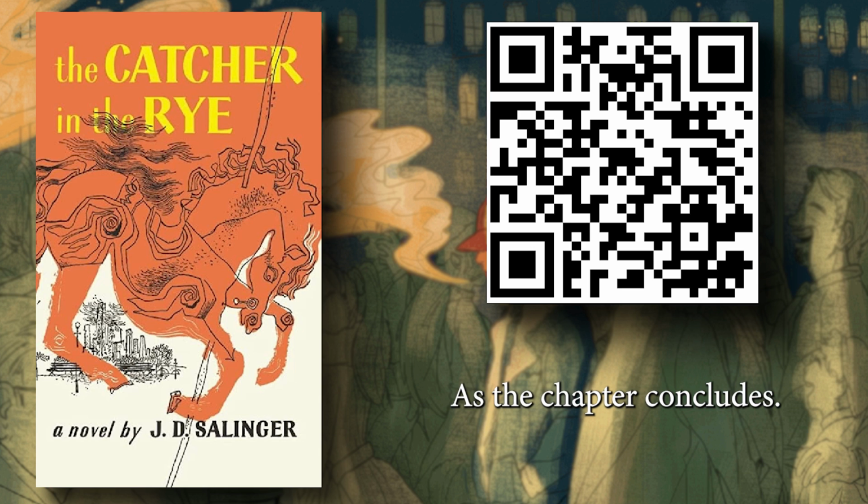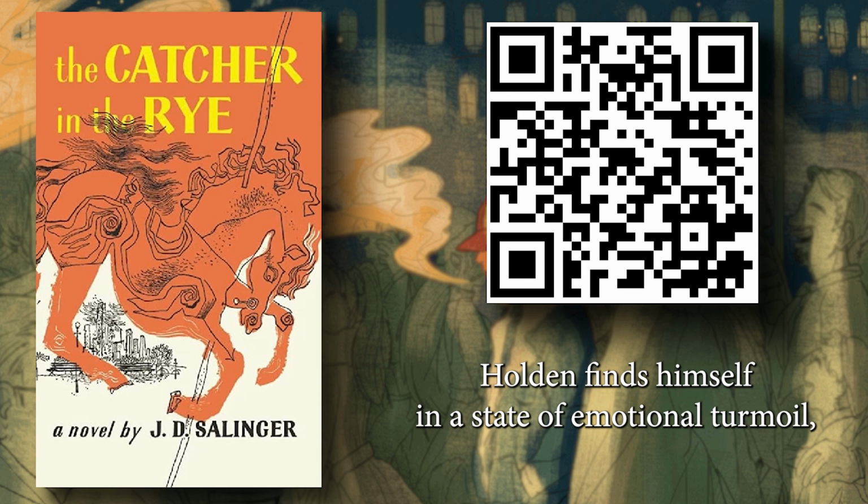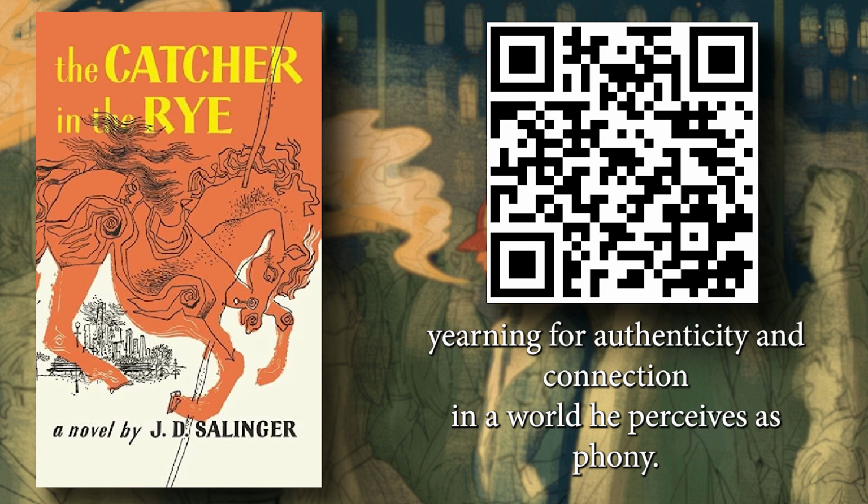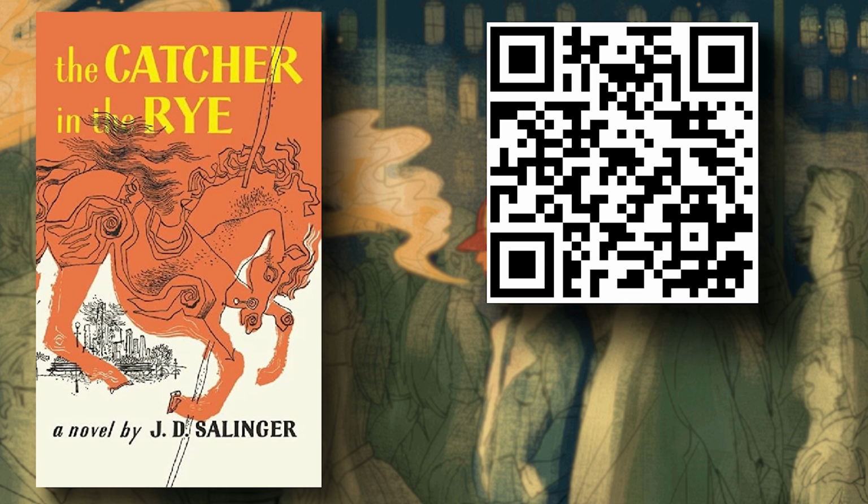As the chapter concludes, Holden finds himself in a state of emotional turmoil, yearning for authenticity and connection in a world he perceives as phony.